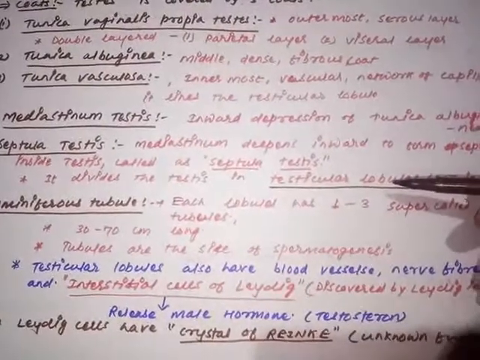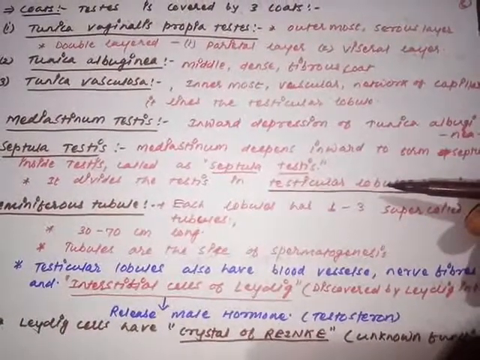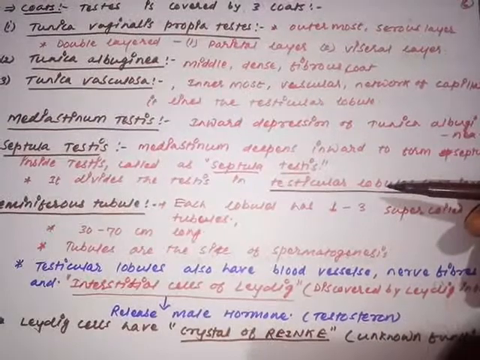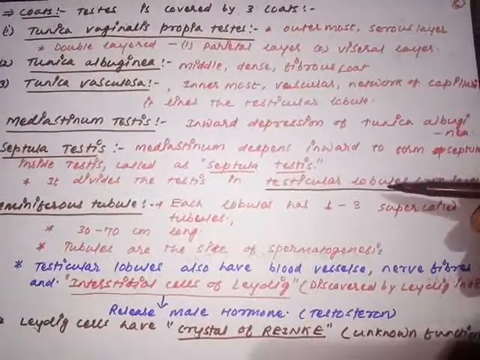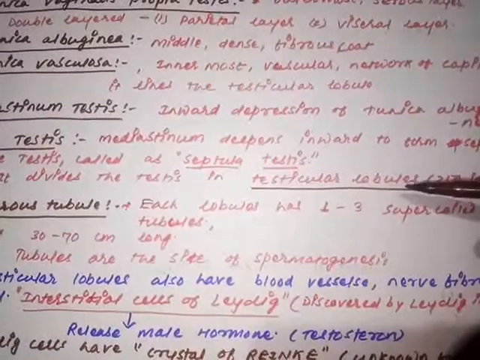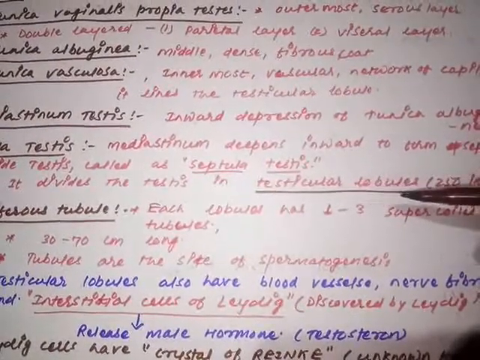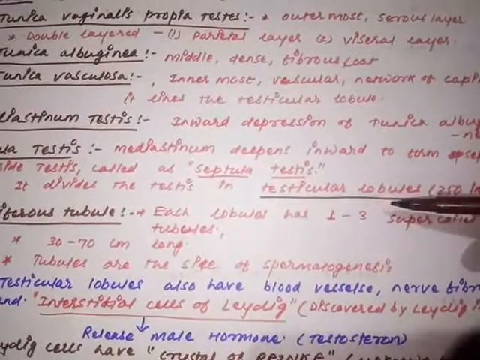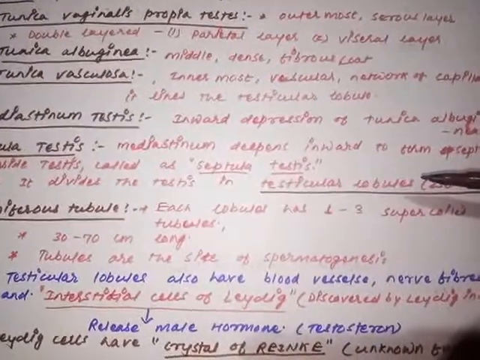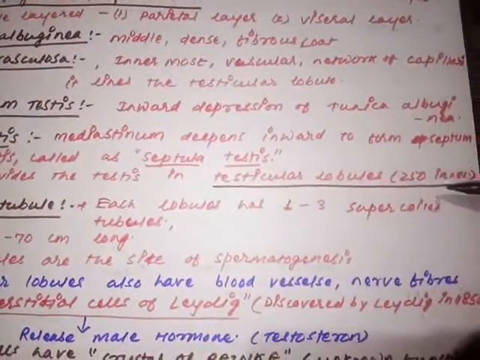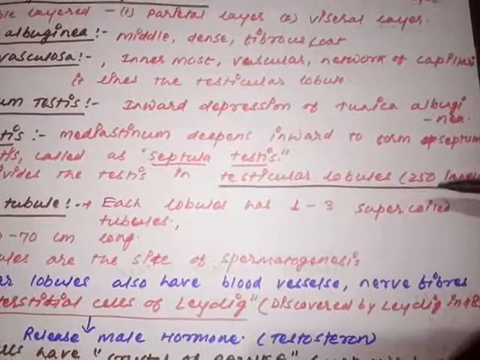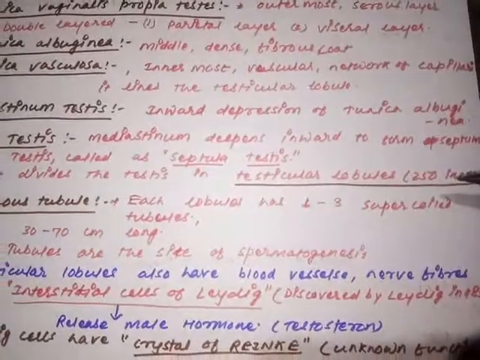Due to the septula testis, the testis is now divided inside into many chambers or partitions, and those chambers or partitions are called testicular lobules. Lobules present inside the testis are called testicular lobules. A very important structure, and you will be shocked to know that in a single testis there are around 250 lobules. Just cram it: in a single testis, 250 testicular lobules are present.